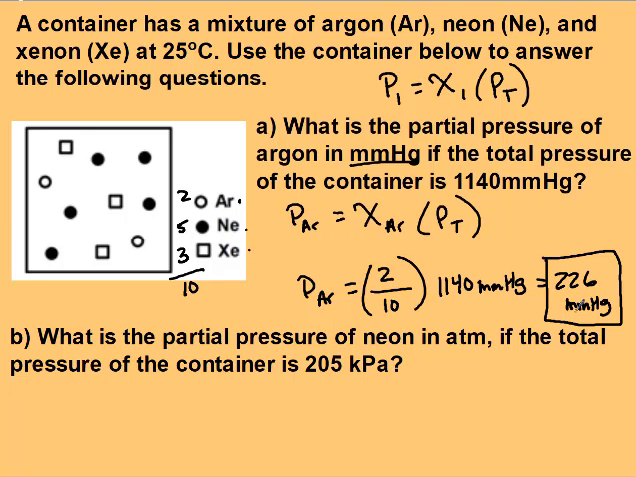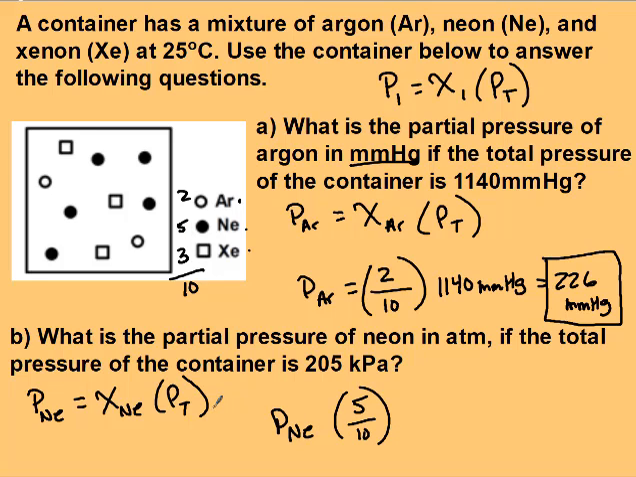Go ahead and pause the video and do B on your own. It should be very similar to this last one. So now you were looking for the pressure of neon. So you should have done the fraction of neon times total pressure. Neon, we counted earlier, was 5, so 5 over 10. And then total pressure in this problem, it says it's 205 kPa. So multiplying and dividing, we get 102.5 kPa.